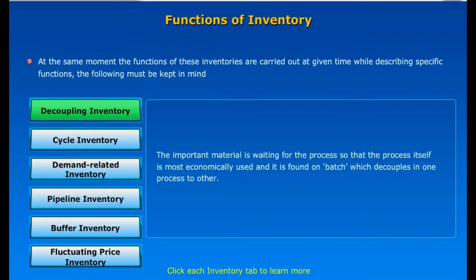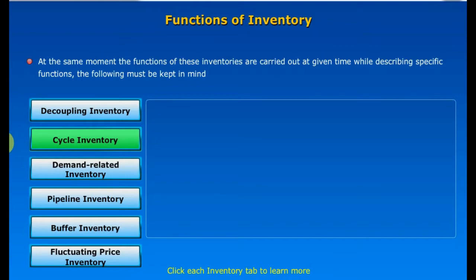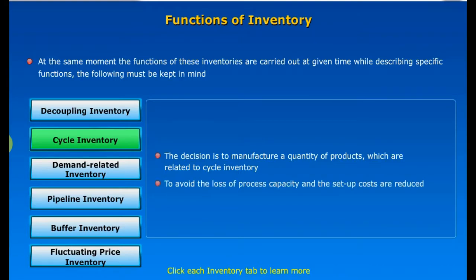Decoupling inventory. The important material is waiting for the process so that the process itself is most economically used, and it is found on batch which decouples one process from another. Cycle inventory. The decision is to manufacture a quantity of products which are related to cycle inventory, to avoid the loss of process capacity and so that setup costs are reduced.